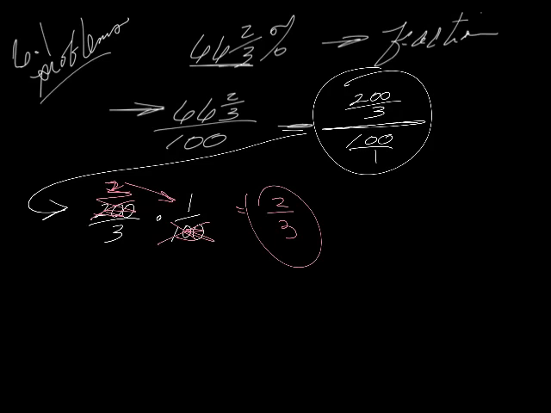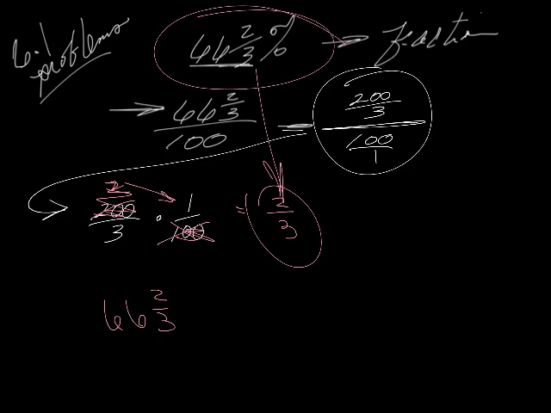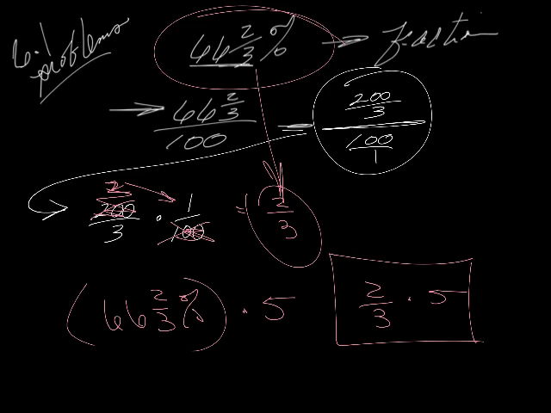And now you can use it for math, because again, you cannot multiply and divide and all that with your percentages. You have to change it to a decimal or a fraction in order to actually use that. We can't take 66 and 2/3% times 5. That doesn't help us. But we can take 2/3 times 5.